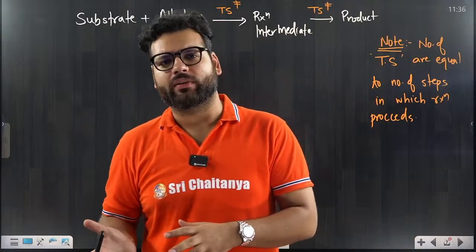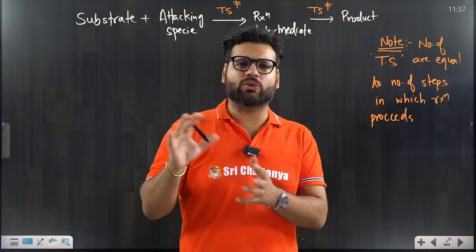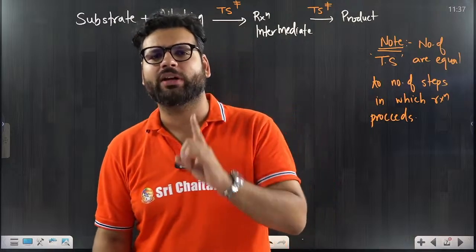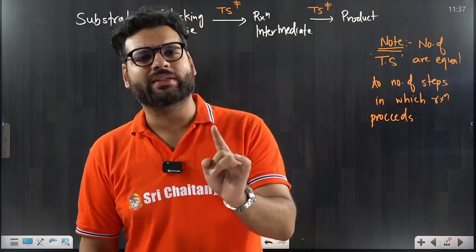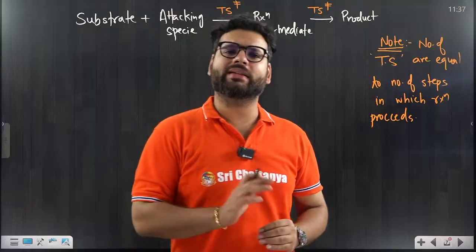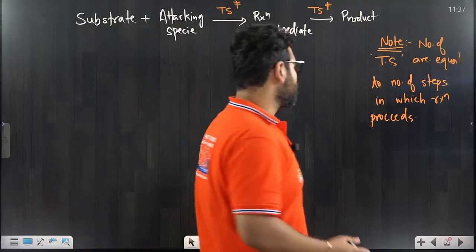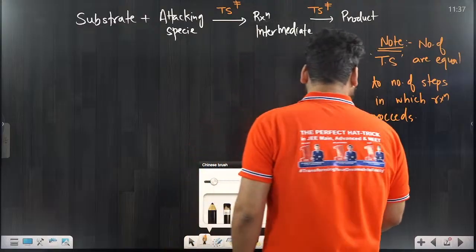SN2, on the other hand, do not confuse the 2 with 2 steps. SN2, 2 means bimolecular reaction. Step is only 1. So SN2 has 1 step, 1 transition state. SN1 has 2 steps, 2 transition states. Okay. So this is what we have studied yesterday.